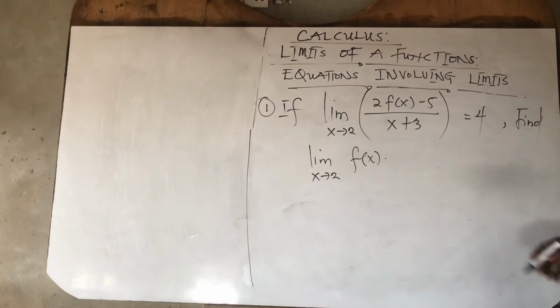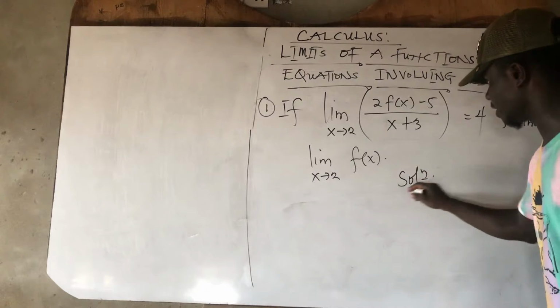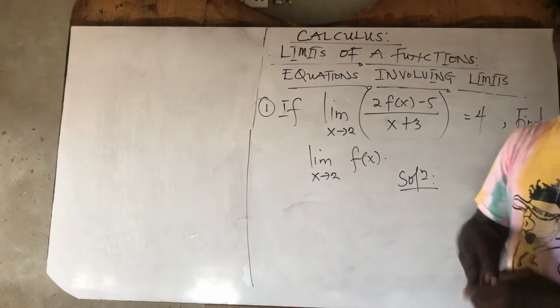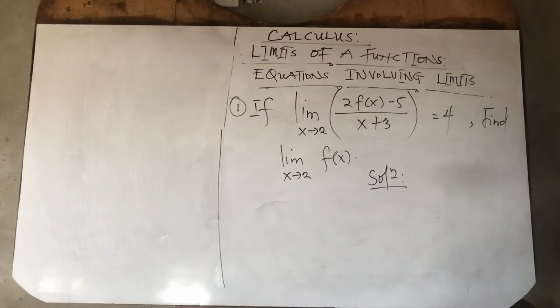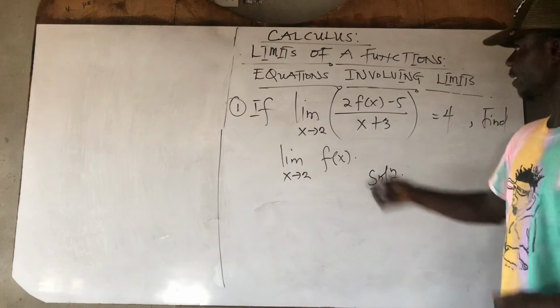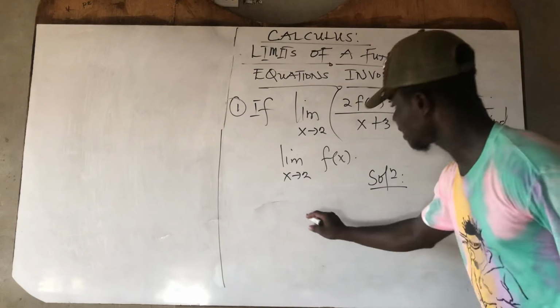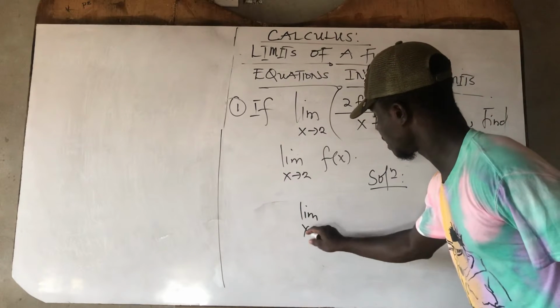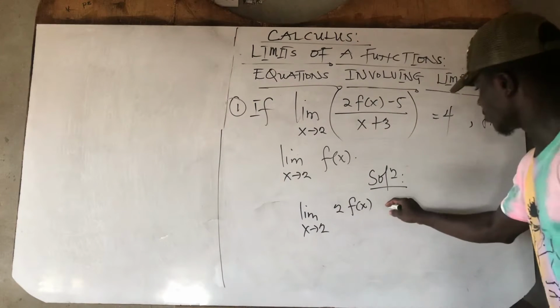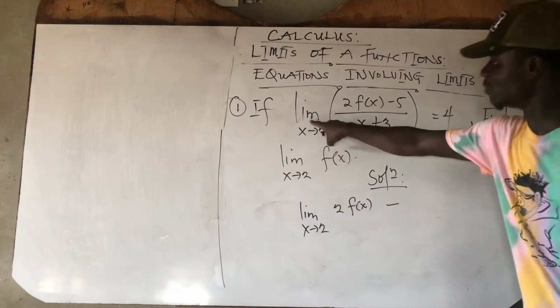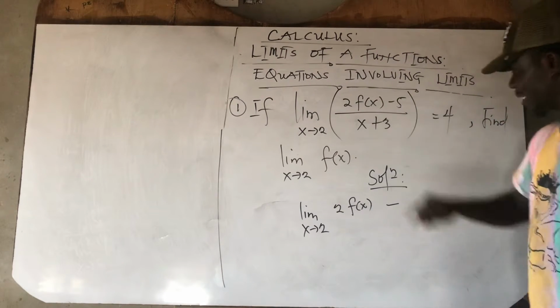So how do we do it? When you get a question like this, it's very easy. It's the same idea we used in solving limits. So how do we proceed? We start with the limit as x approaches 2 of this 2f(x), minus, we distribute the limit as x approaches 2 to this, then that.